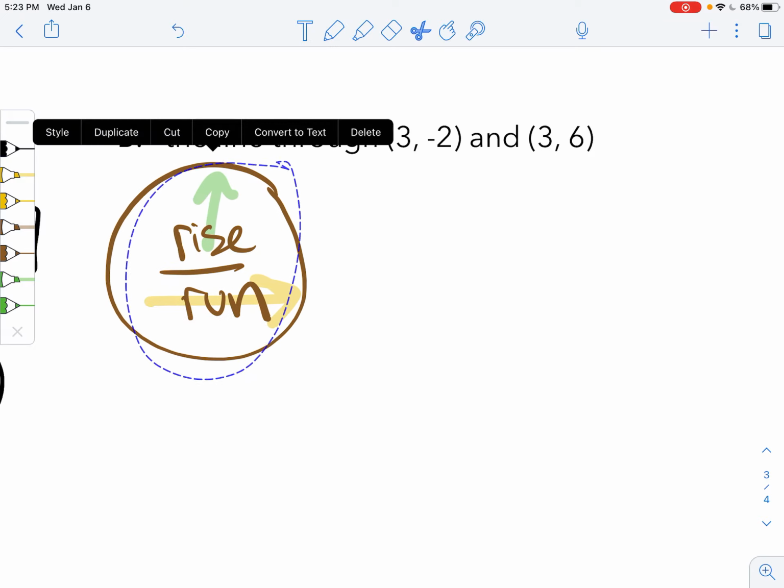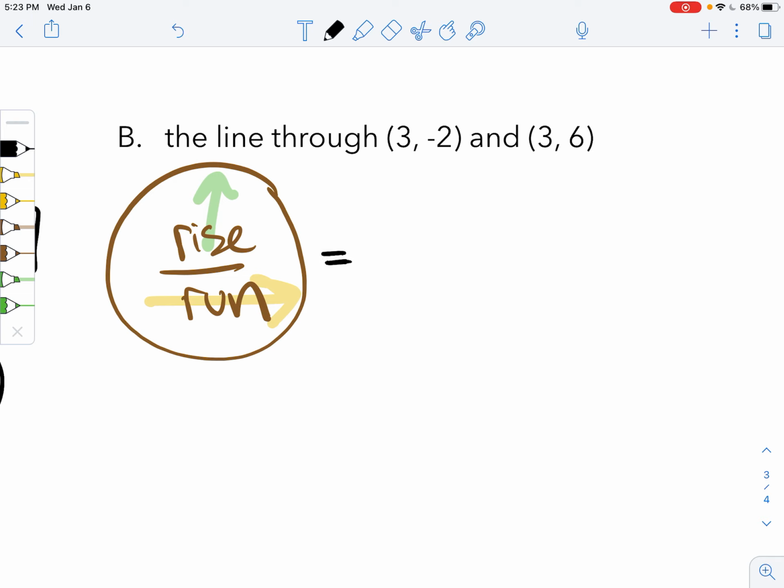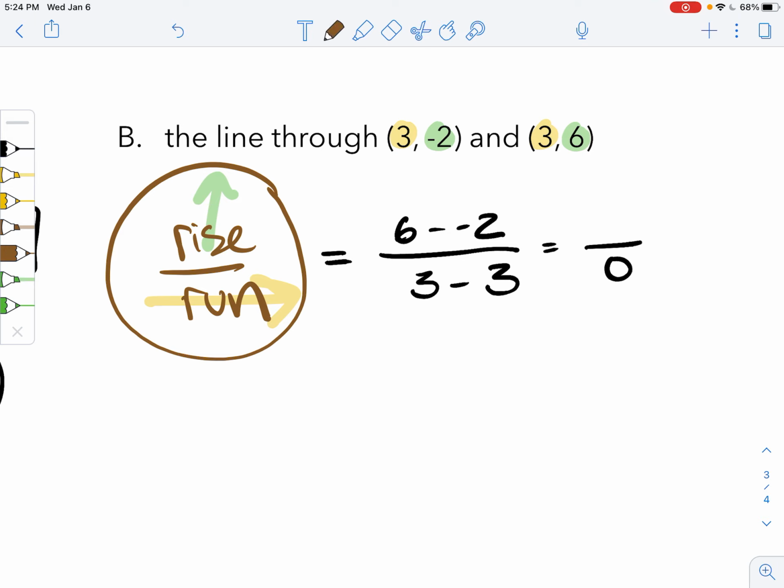Again, we want to find our rise over run. Our rise is our change in y's, so we'll do 6 minus -2, all over our run, which is our change in x, which is 3 minus 3, meaning there's no change in x. So that'll be over 0. Remember that 6 minus -2 is the same thing as 6 plus 2, giving us 8 over 0.